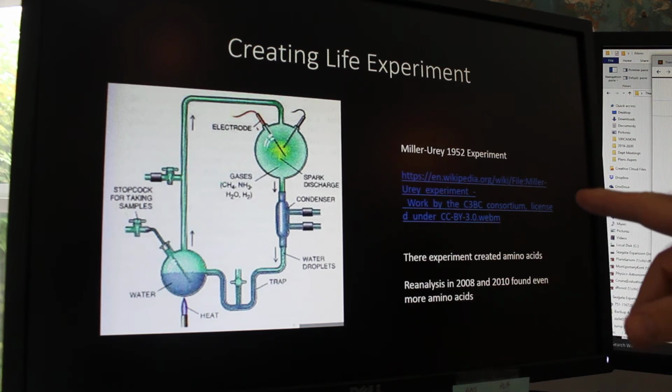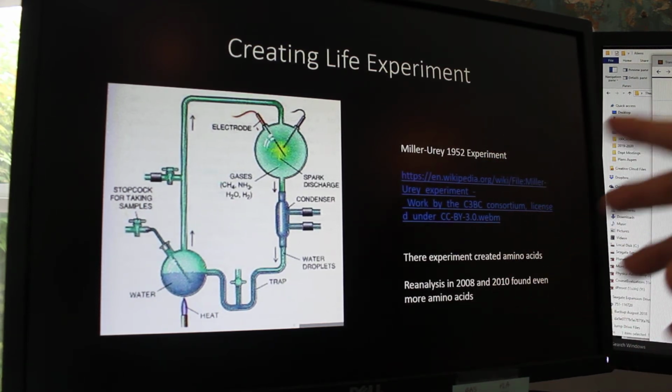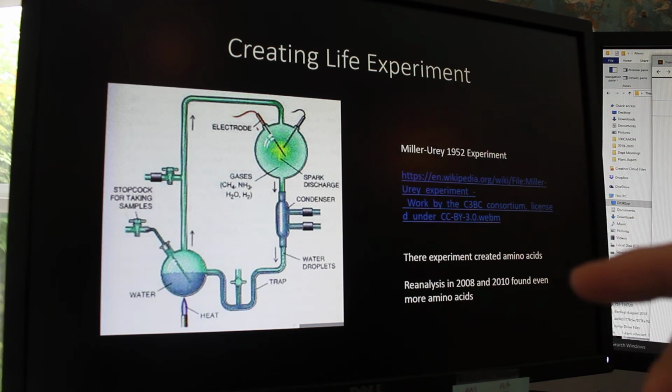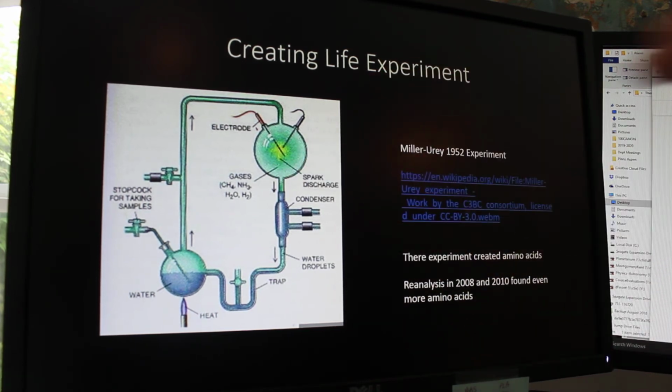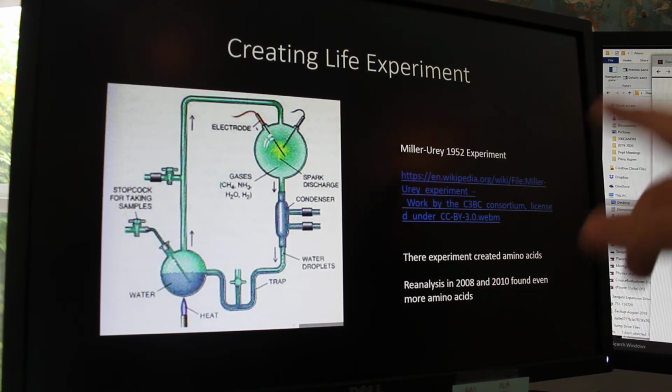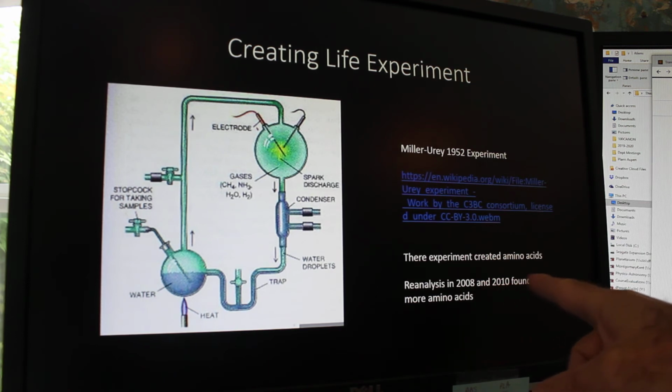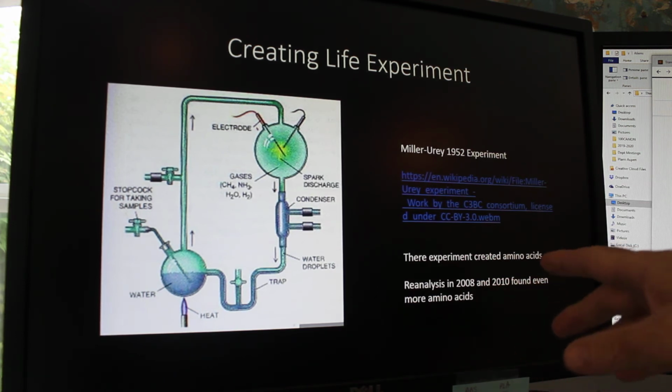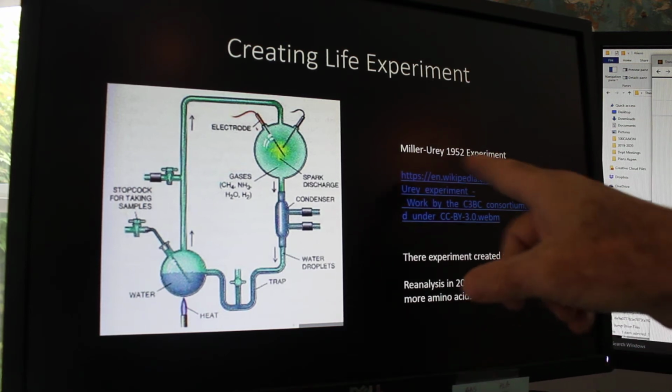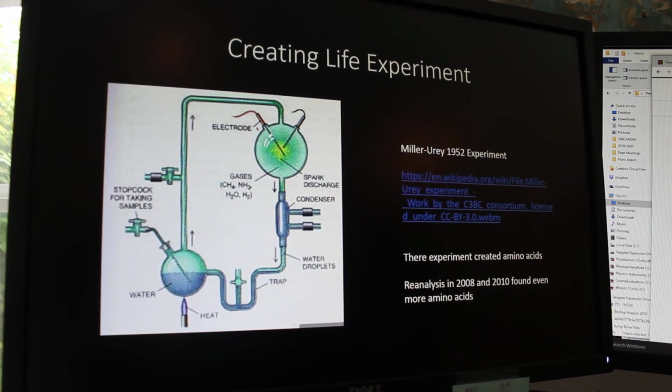Now what's interesting is the experiment was done in 1952. Well, then they put the experiment in some back room and just left it. But all the material they created was still there. Well, they reanalyzed that same material in 2008, 2010 when we have a lot better equipment, and they found that there were even more amino acids than Miller and Urey found. That it was creating way more than they even thought they did then. They just didn't have good enough tests to find out back then.